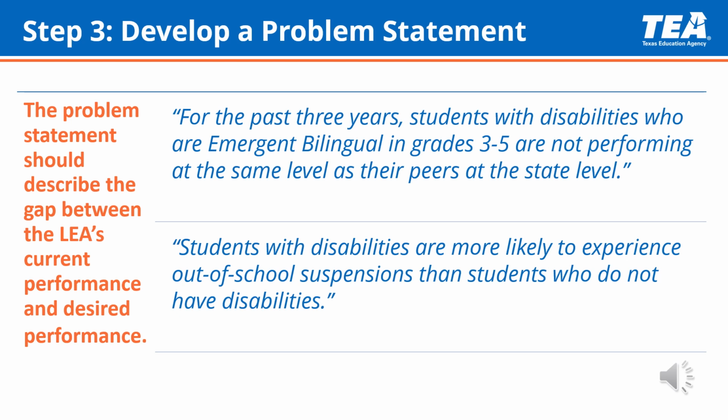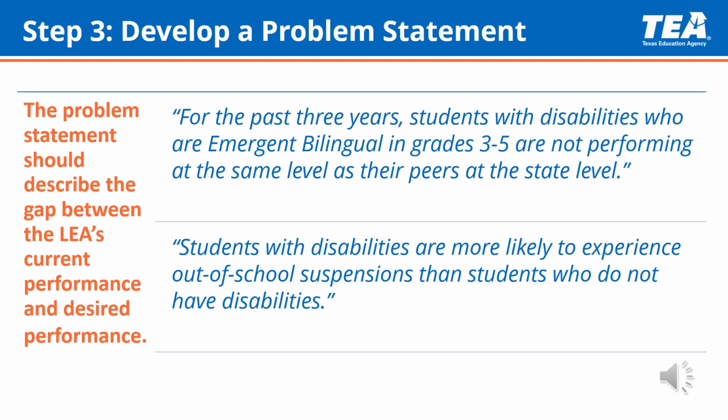Step 3, develop a problem statement. In Step 3, the LEA will write a brief problem statement for each priority area. The problem statement should describe the gap between the LEA's current performance and desired performance. The desired performance described by the LEA should be based on the sources of data reviewed and may also be related to professional or performance standards and state or district targets.